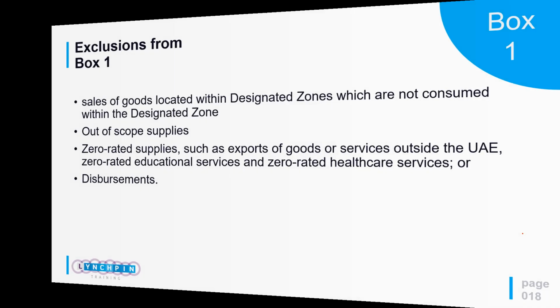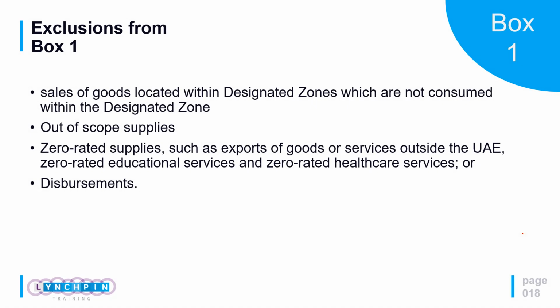What is excluded from the box 1. Now if you have some sales which were within designated zone, we call them as out of scope supply, that you will not be having here. If you have truly some sales which are out of scope, which means you just bought something from UK and sold it to India, and goods never entered here in UAE, such supplies are outside the scope and you will not be entering it here. Zero rated supplies are also excluded here.